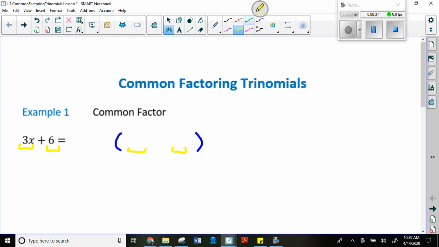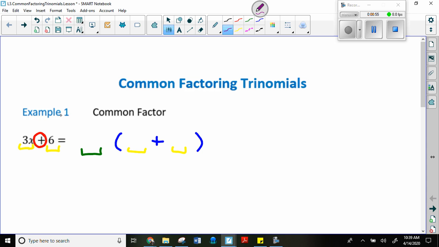And then we're trying to find the piece that goes out front. Okay, so there's a plus in between these 2 things. That means there's going to be a plus in between the bracket. Awesome. And then we've got to look at our numbers and our letters.